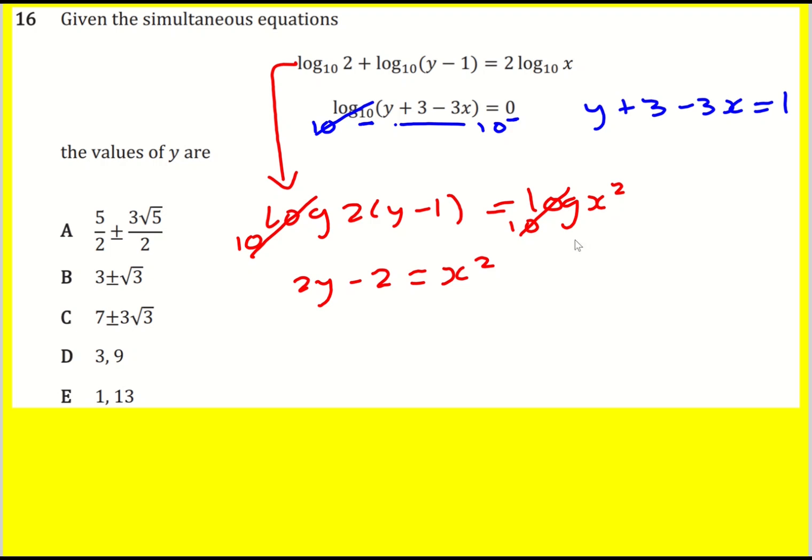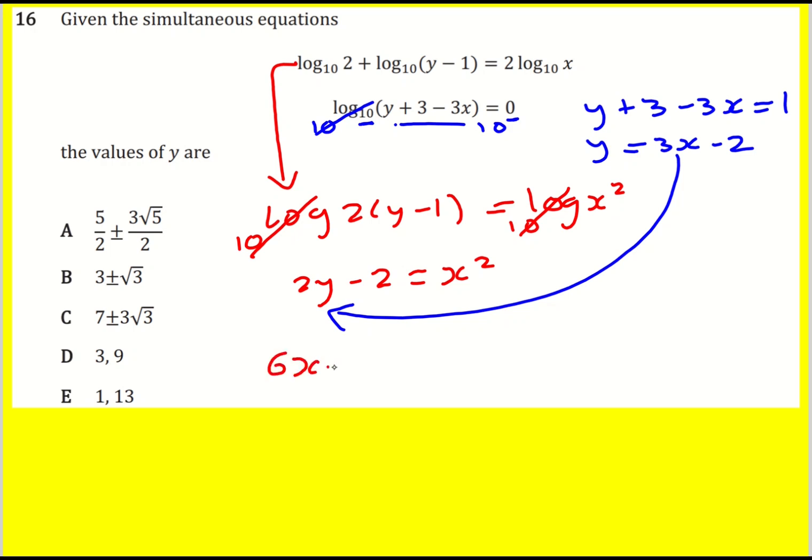Now we're asked the values of y, so it might be tempting to make x the subject and sub in for y, but I'm going to have to square this. So I thought, I'm going to sub in for y, find the values of x, and then find the values of y from that. So y is going to equal 3x minus 2, and now I can sub that in here, which will give me 6x minus 4 minus 2 equals x squared, and hence x squared minus 6x plus 6 is equal to 0.